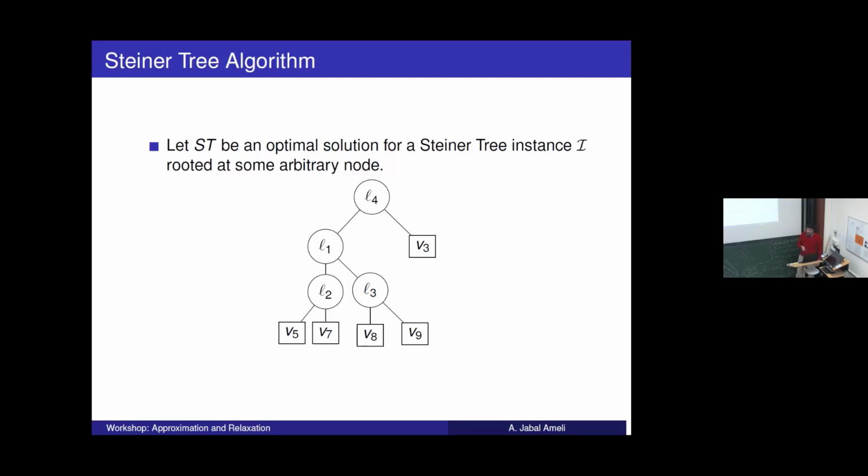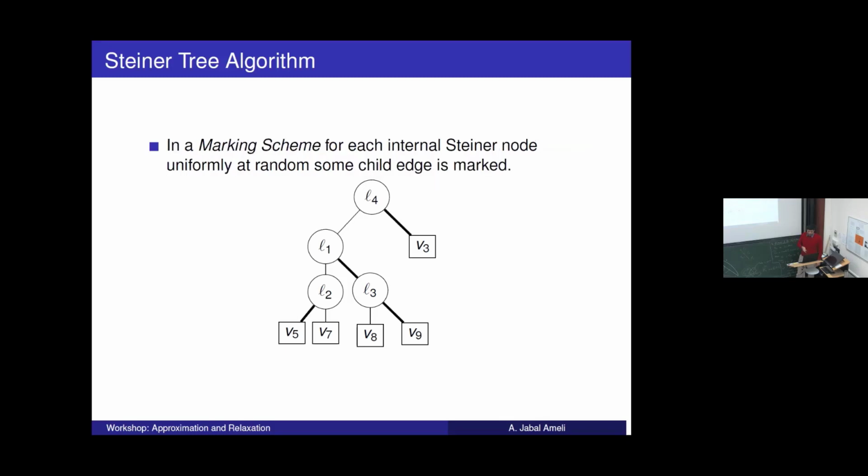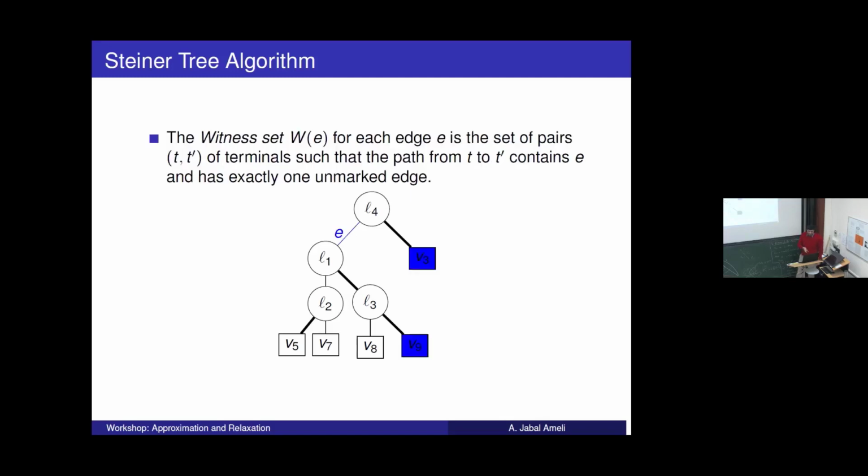So what they do is as follows. Assume that the optimal solution for this Steiner tree is this 3ST rooted at some arbitrary node. Then they have this marking scheme in which for each internal Steiner node, they uniformly at random mark one of the child edges. So here you can see that, for example, for L4 this edge from L4 to V3 is marked. Same for L1, L3, and L2.